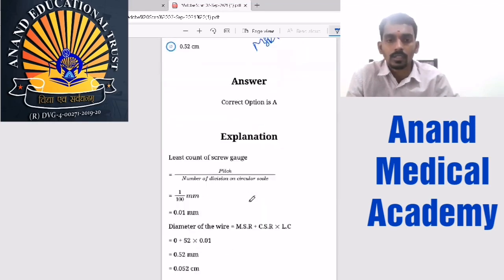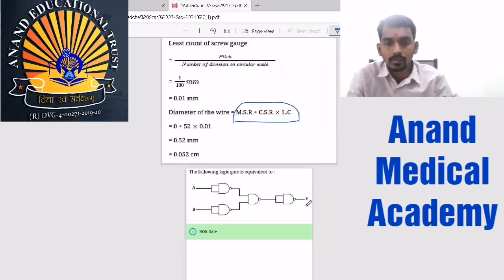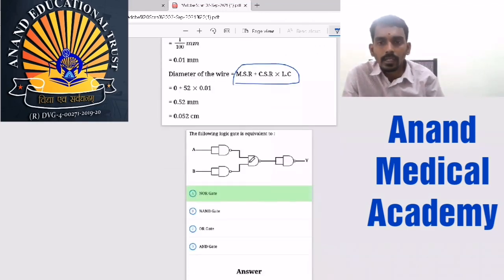Here they have given the question based on screw gauge. So that is what they have taken here. But that is based on first PUC.